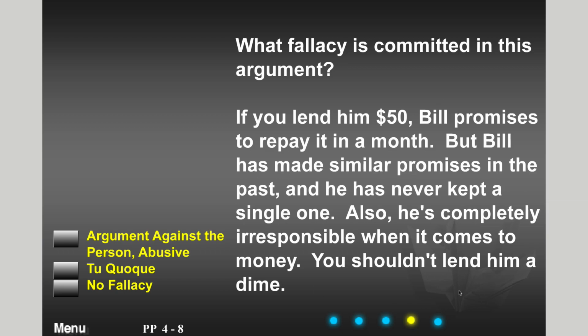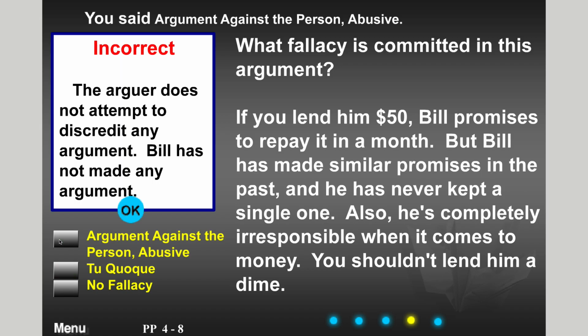But this is an argument against the person where it's actually quite normal to reach this conclusion. If somebody in the past hasn't kept their promises, hasn't paid back the money, it would seem irresponsible, especially if they don't use the money properly, to lend them money. So I would go with no fallacy. But let's see what happens if I say it's an argument against the person, abusive.